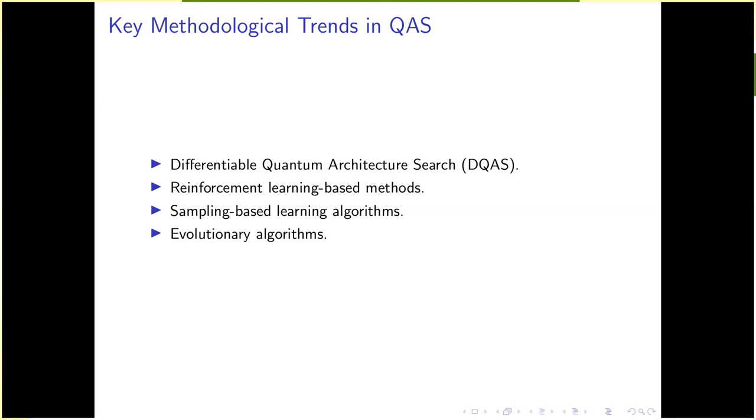I will introduce only the first two approaches, and also very briefly, because those are huge families of methods. So I think I can only give you a brief sketch of the idea about differentiable quantum architecture search and the reinforcement learning based method.